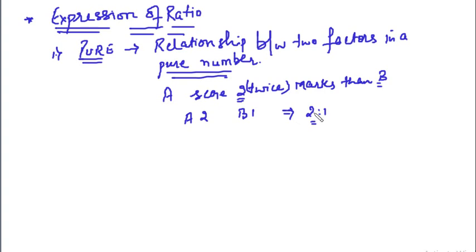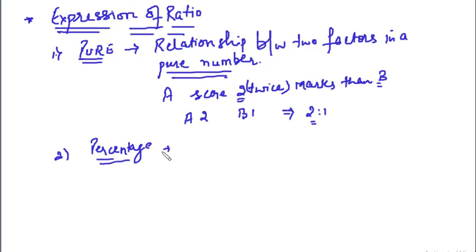Like we discussed in the partnership, that A and B are sharing profits in the ratio of 2:1. It means A's share is twice the B's share. We are expressing the relationship between two things in the pure form, pure number. Right? The second one is percentage.